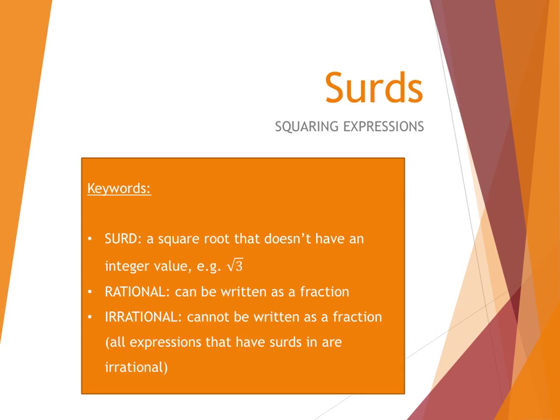Irrational means that it can't be written as a fraction. So that could be pi. There's no way that you can write pi as a fraction. And as a key point, any expression that has a surd in it is irrational. So for example, 3 plus 2 root 5 would be irrational, whereas the number 11 would be rational.